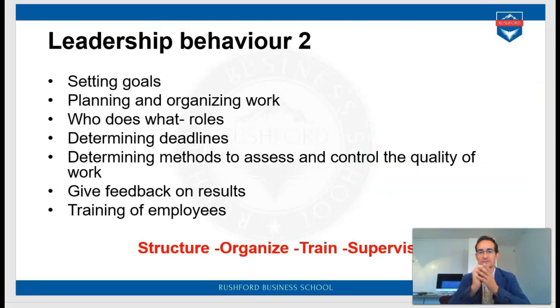So, in order to summarize this, you have to set goals, plan and organize work, who does what, which are the roles, determine the deadlines, determine the methods to assess and control the quality of work, give feedback on results, and train employees. Because you cannot let people alone. If you want them to perform, you have to take care of them. You have to train them to cover the gaps they may have.